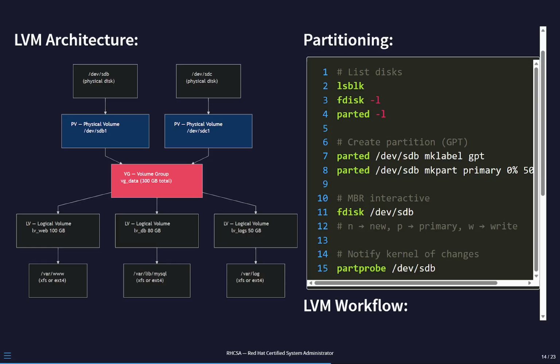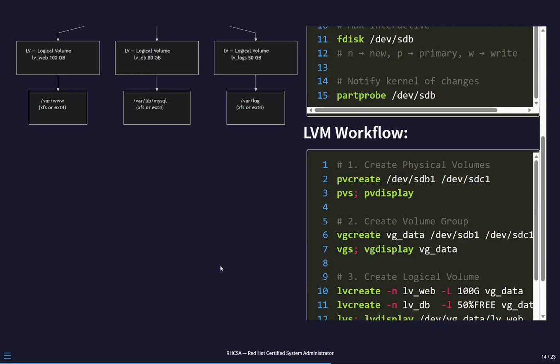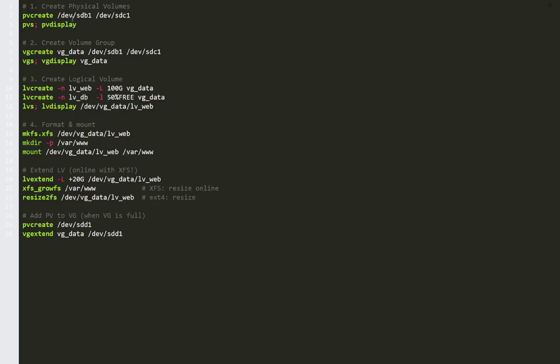Next, the 4-step LVM workflow. Step 1. pvcreate /dev/sdb1 /dev/sdc1. Initialize the physical volumes. Verify with pvs. Step 2. vgcreate vg_data /dev/sdb1 /dev/sdc1. Create the volume group from those PVs. Verify with vgs.